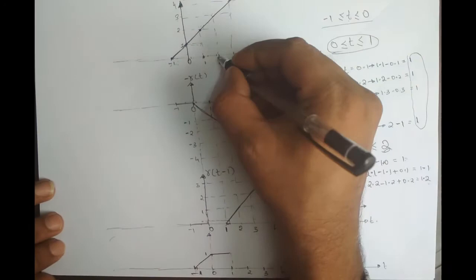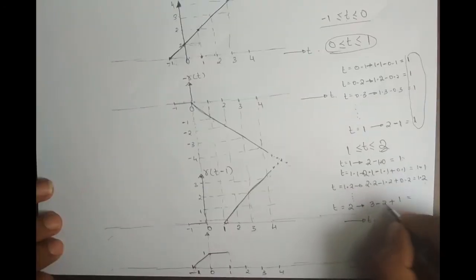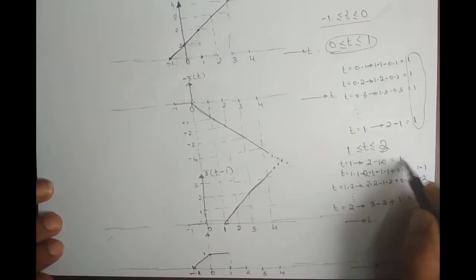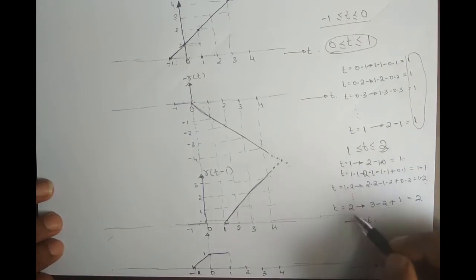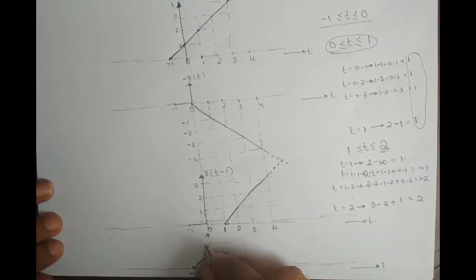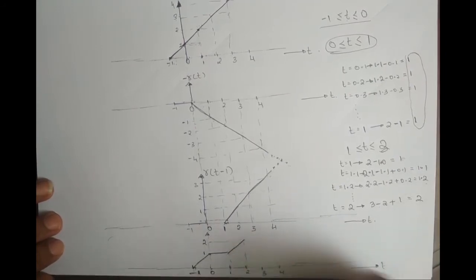So at t is equal to 2, what is the amplitude of the first signal? It is 3. What is the amplitude of the second signal? It is minus 2. Plus, what is the amplitude of the third signal? It is 1. So 3 minus 2 is 1, 1 plus 1 is 2. So it is starting from 1, it goes to 2, for t varying from 1 to 2, right? So for t varying from 1 to 2, it goes from amplitude 1 to amplitude 2.